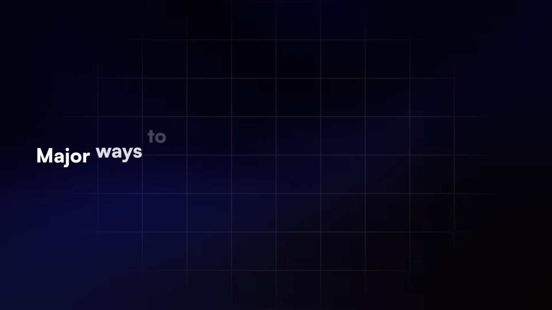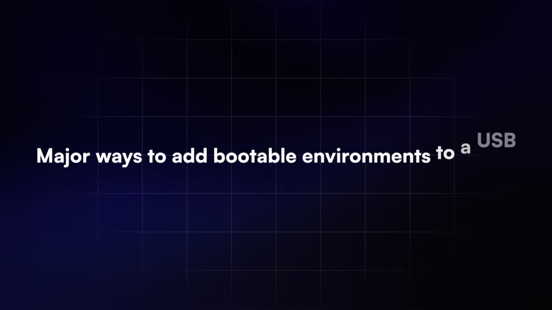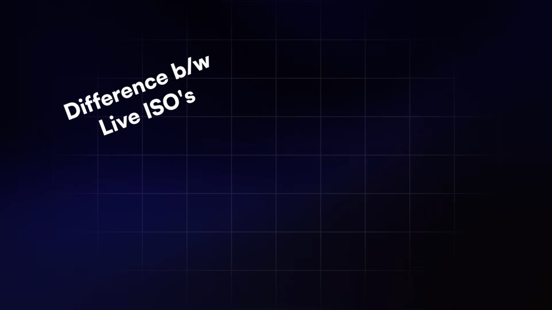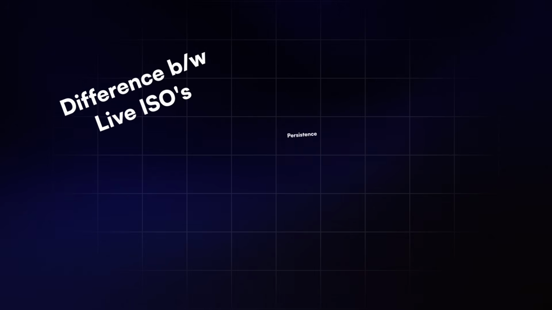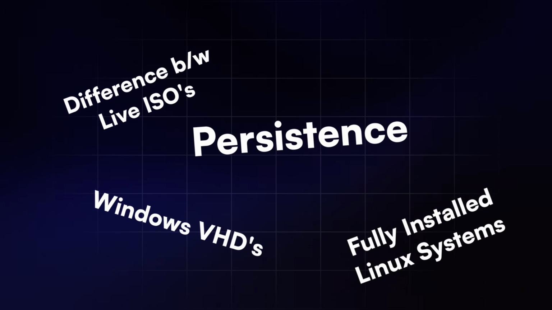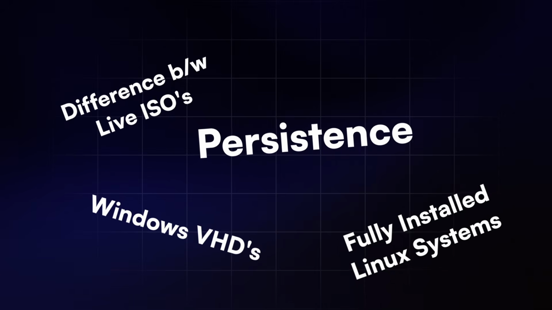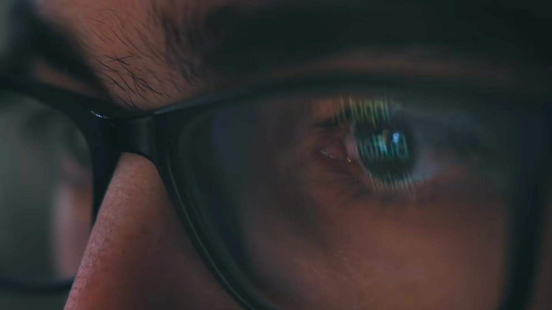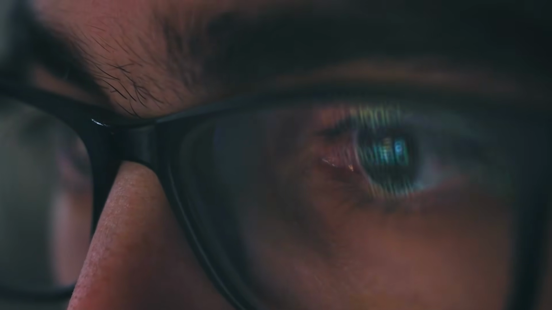By the end, you'll understand the major ways to add bootable environments to a USB, the difference between live ISOs, persistence, Windows VHDs, and fully installed Linux systems, and which method makes the most sense for what you're trying to do.